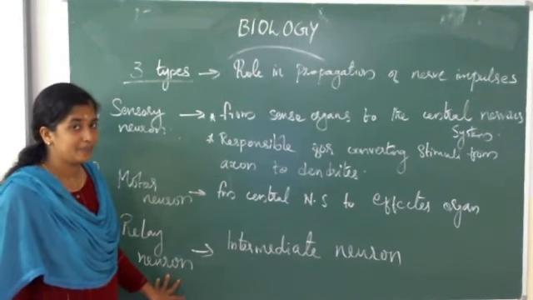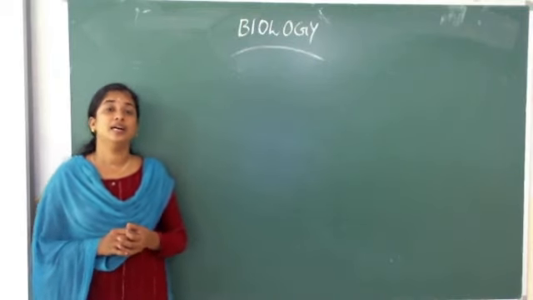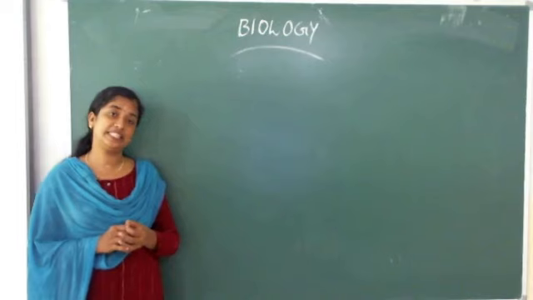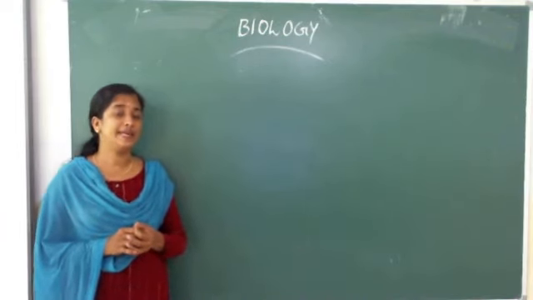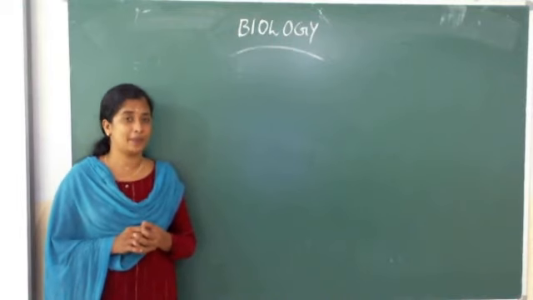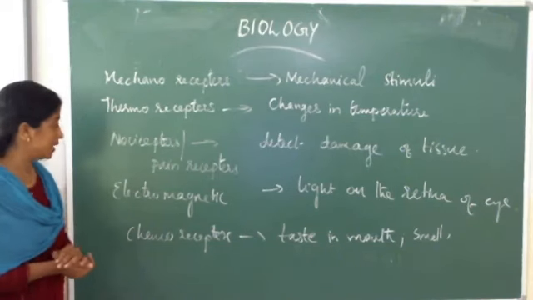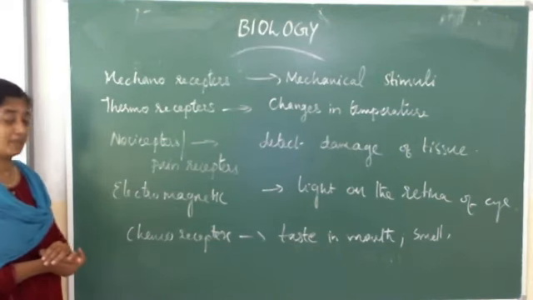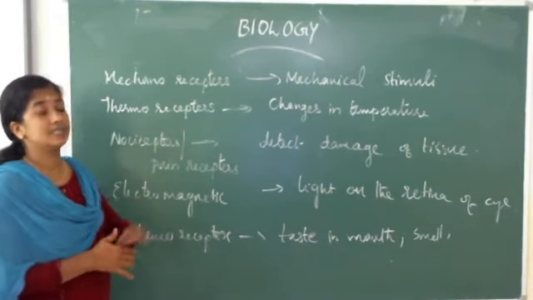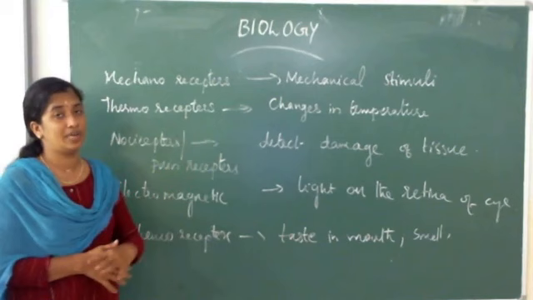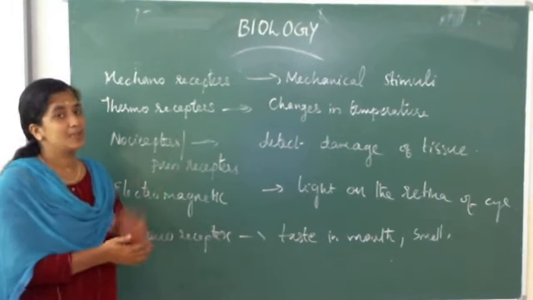Is it clear? Okay. Stimulus of the nervous system is mainly provided by receptors that can detect light, cold, pain, etc. So, mainly 5 types of receptors: mechanoreceptors, thermoreceptors, nociceptors, electromagnetic receptors and chemoreceptors. These mechanoreceptors receive mechanical stimuli, that is compression and stretching of muscles.